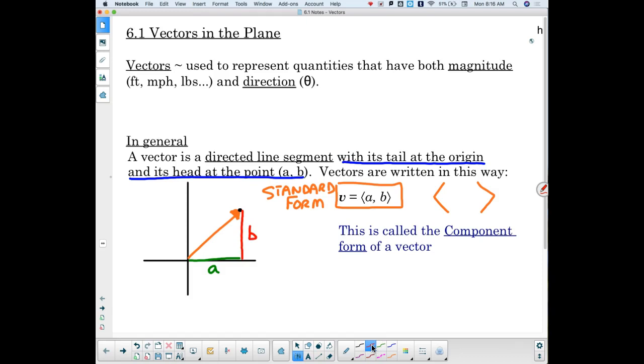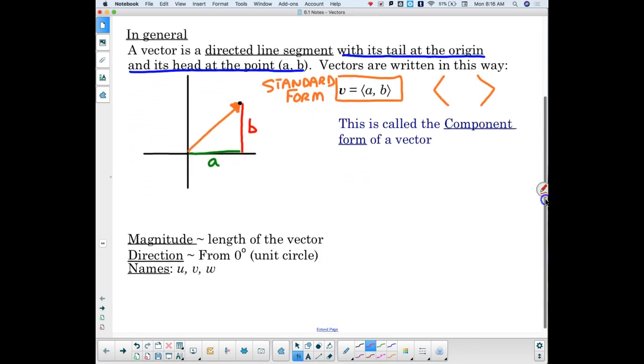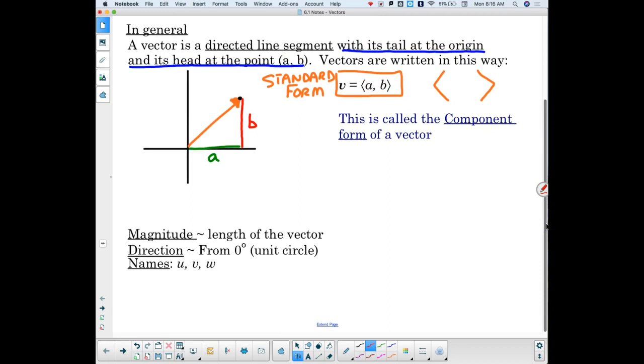Alrighty, so that's component form, that <a, b>. Then we have a couple where we have magnitude. When we talk about the magnitude of a vector, that's the length of the vector. Hopefully you can already figure out how to find the length of that vector if you just look at it and think.